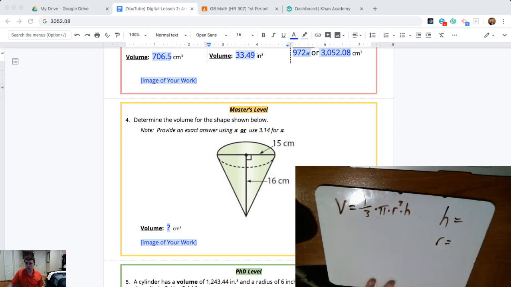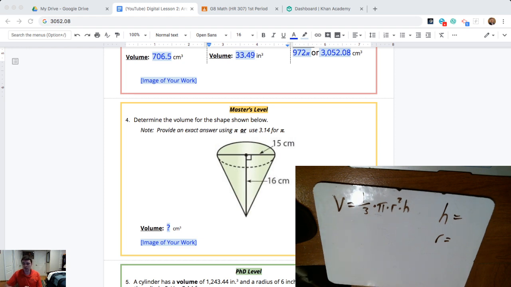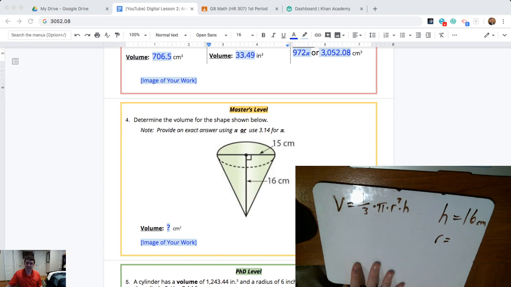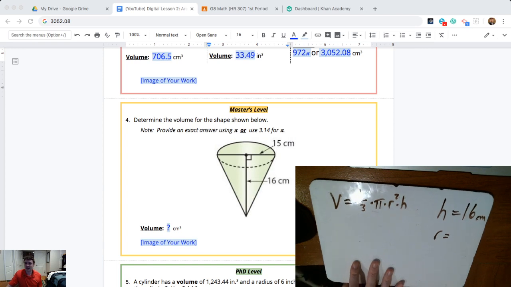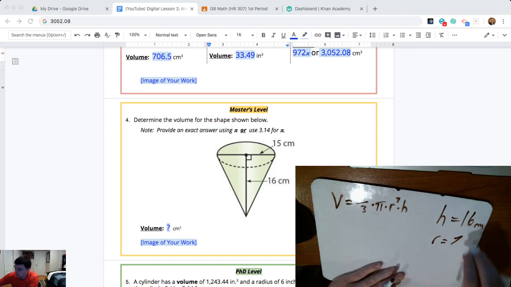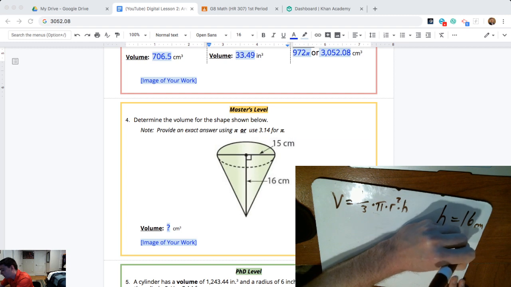For the cone we are working with, what is the height and what is the radius? A big thing to recognize, I do agree, the height is 16 centimeters. And the radius is not 15. They've made the problem a little more challenging by giving you the diameter of 15 centimeters. And you need to recognize that radius is always half as big as diameter, which gives us a radius, as Donald is saying, of 7.5 centimeters.